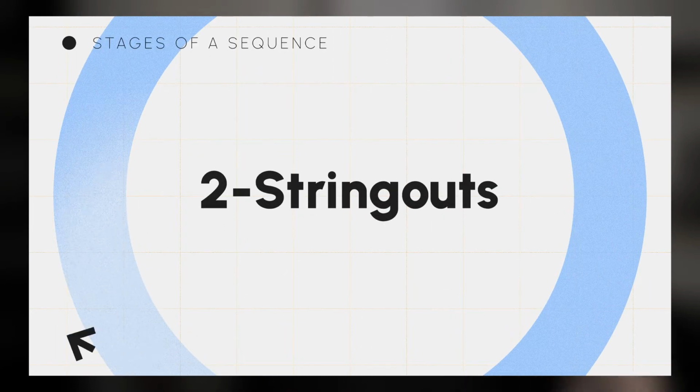To string out: we use string outs to organize our selects, for consolidation, and then we're going to separate these into separate sequences and label them as themed sequences.